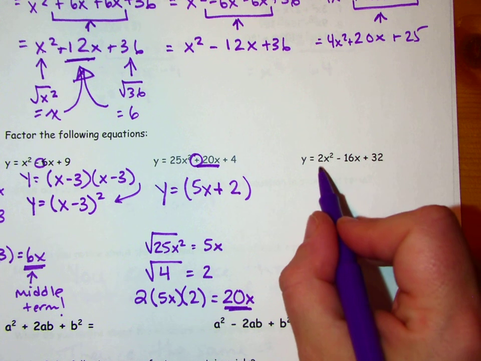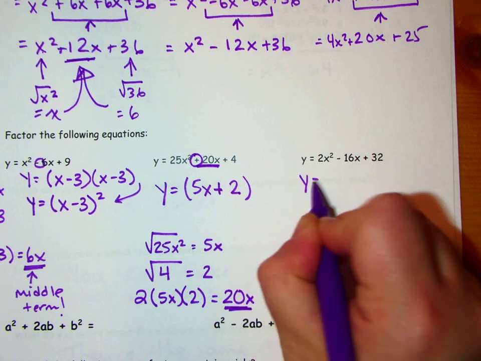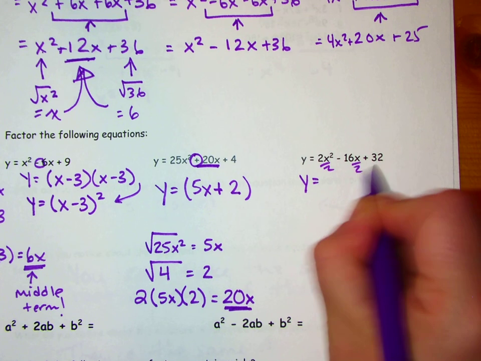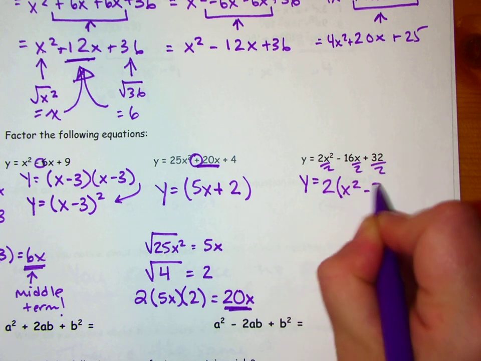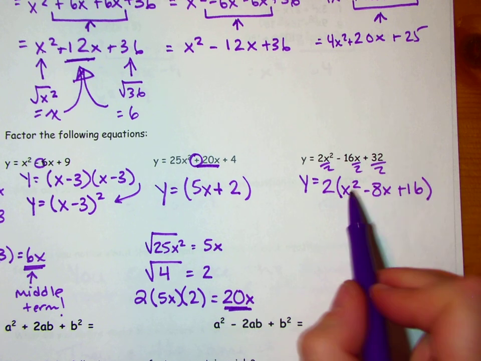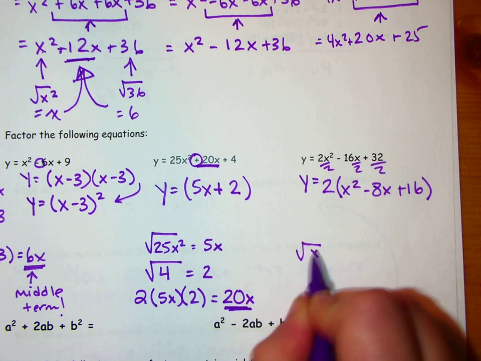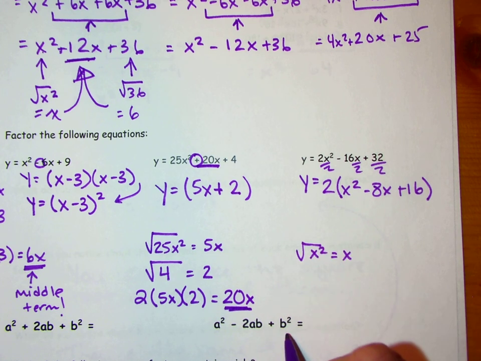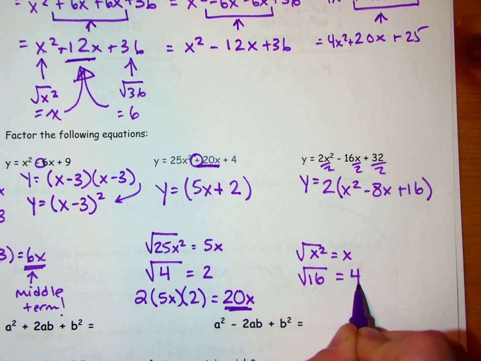Is there a common factor? Yeah, I can factor 2 out of all of those. So I'm going to divide everything by 2. x squared minus 8x plus 16. I'm going to take the square root of the first and third terms. Square root of x squared is equal to x. Square root of 16 is equal to 4.